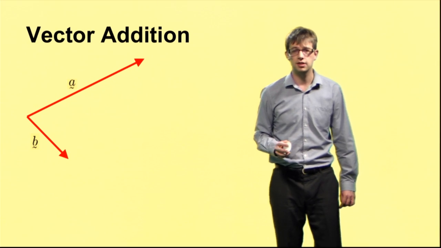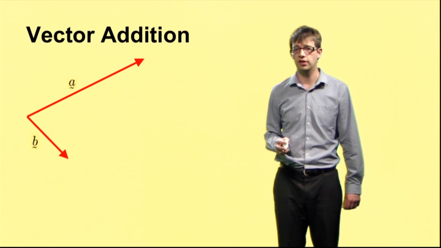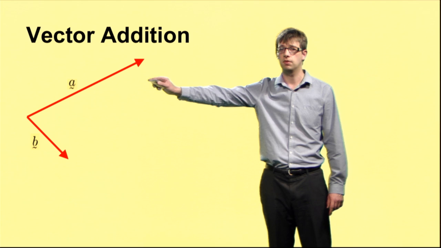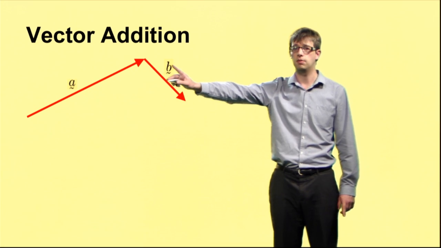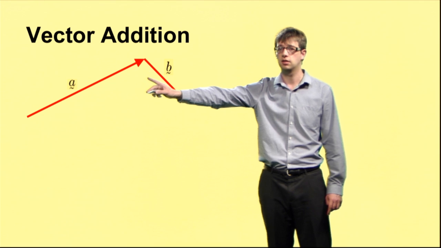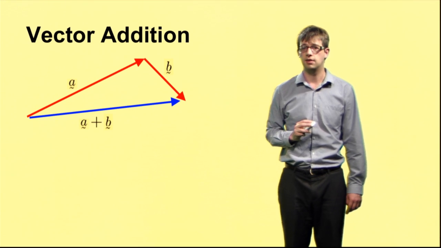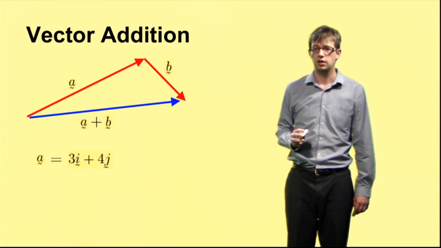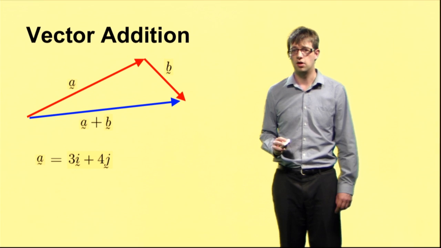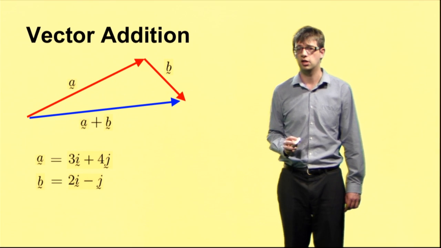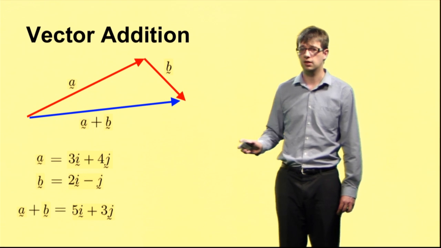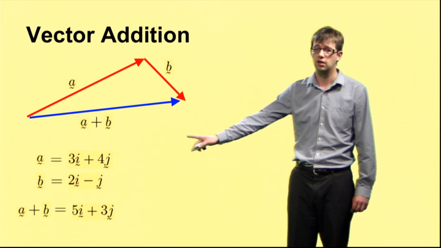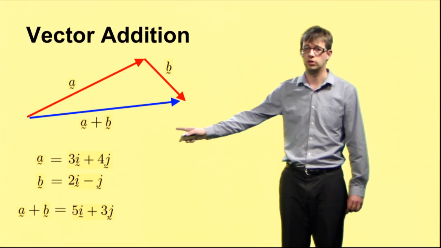For vector addition, sometimes we want to add vectors together to find the resultant vector. So a plus b, and what we need to do is add these vectors head to tail. So we're going to move vector b up from there, from the head of this vector to the tail of the following vector, and adding them together we get a plus b, which is represented by this blue arrow here. In the ij notation, if a is 3i plus 4j and b is 2i minus j, then our a plus b vector becomes adding the components together. So 3 plus 2 equals 5i, and 4 minus 1j equals 3j.